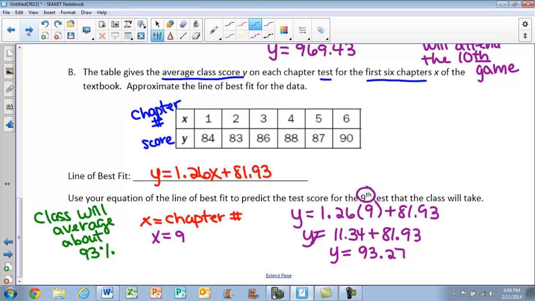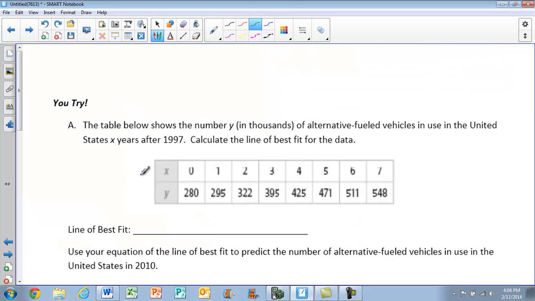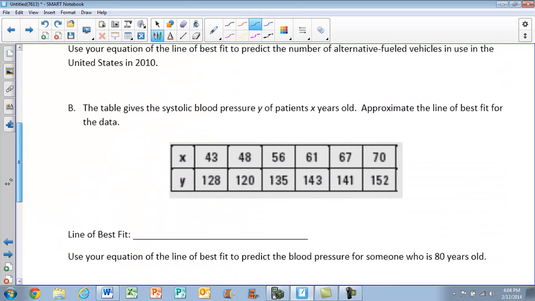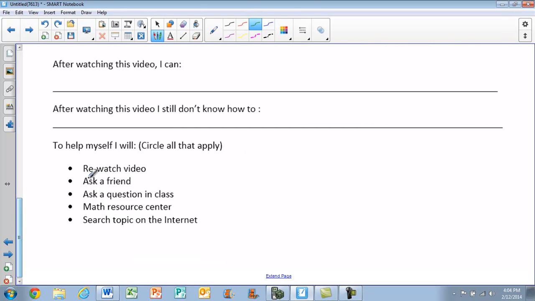So you're going to go ahead and skip the next 2. We're going to save those for class tomorrow. Just make sure you fill out, as always, after watching this video, what can you do, what do you still not know how to do, and what are you going to do to help yourself. Make sure, too, that you bring your graphing calculator to class tomorrow.